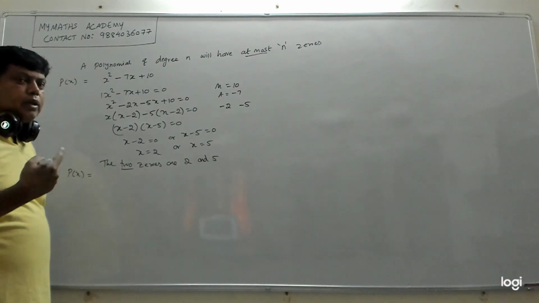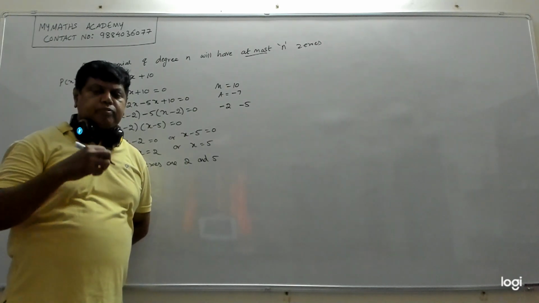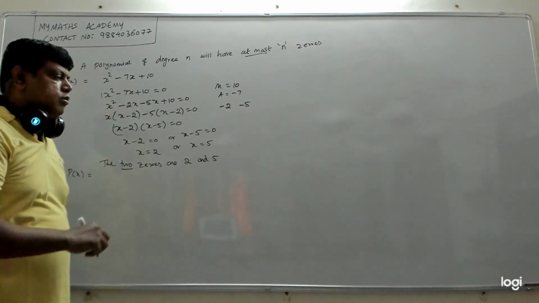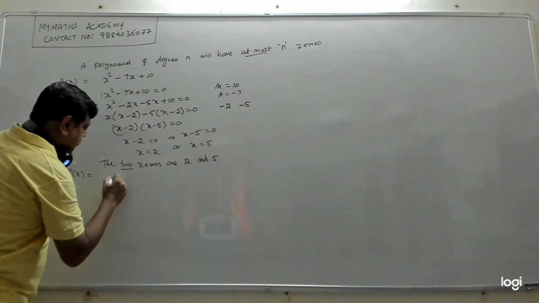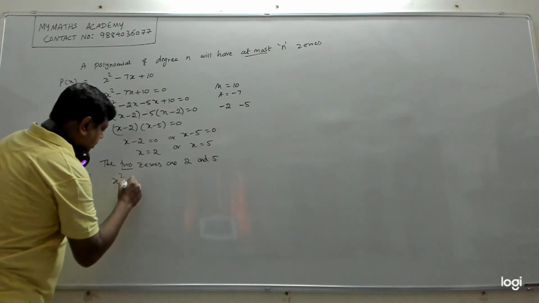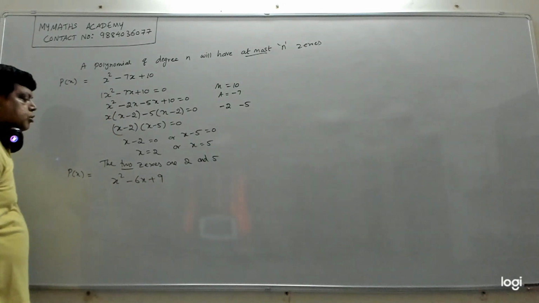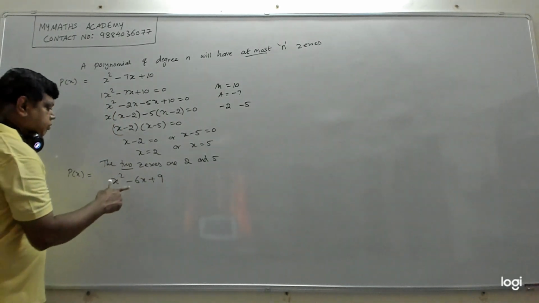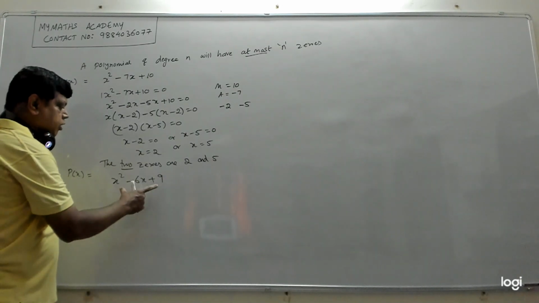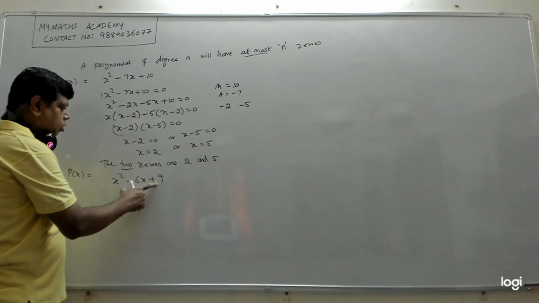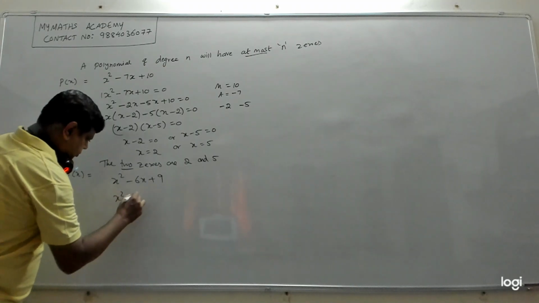Now we will take an example where a quadratic polynomial will have only 1 zero. So let's take an example. Suppose I take x square minus 6x plus 9. Suppose this is a quadratic polynomial. Now we need to find the zeros of this polynomial. Whenever we want to find the zeros of the polynomial, we have to put this polynomial equal to 0.